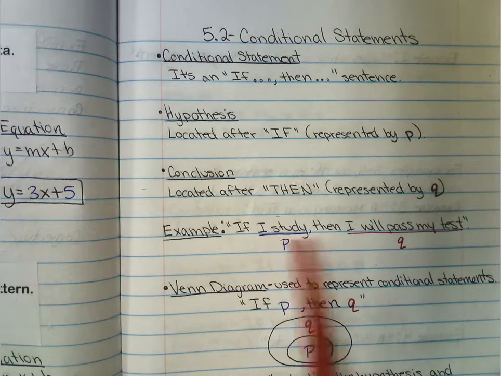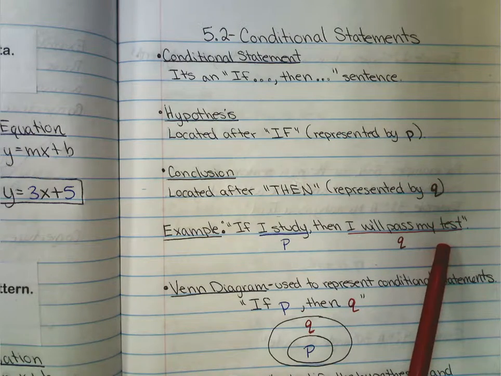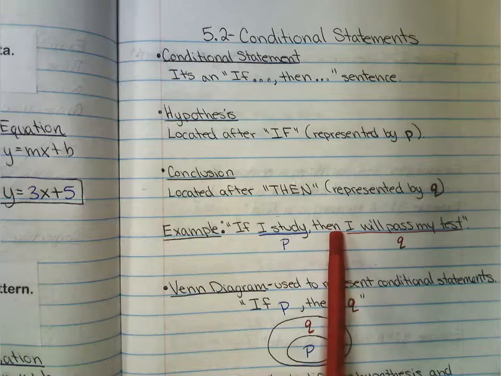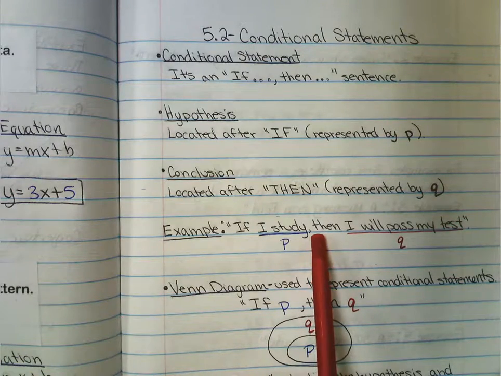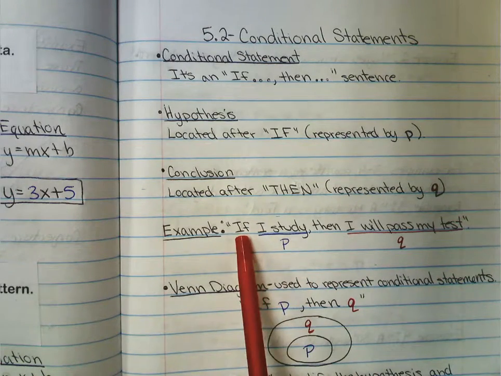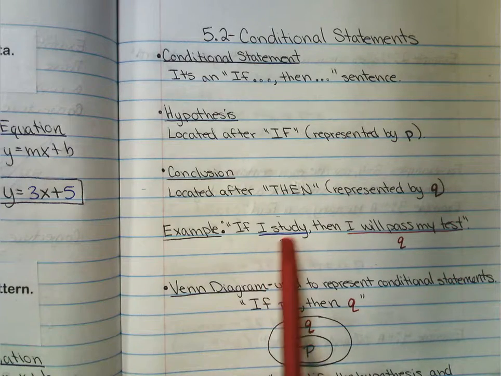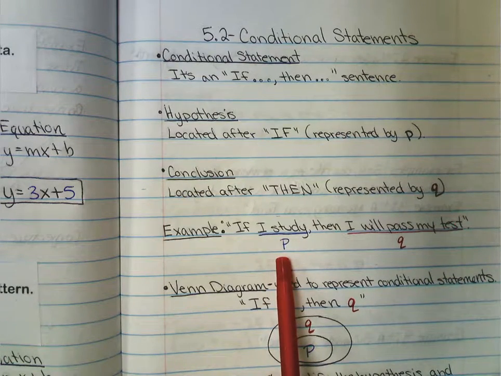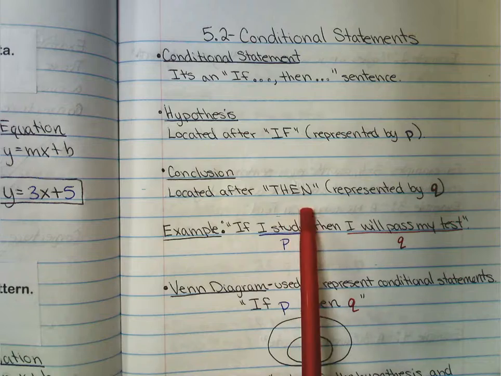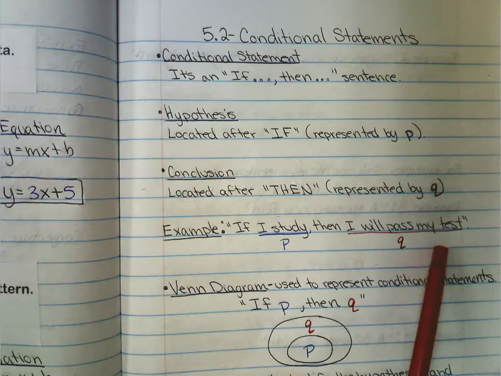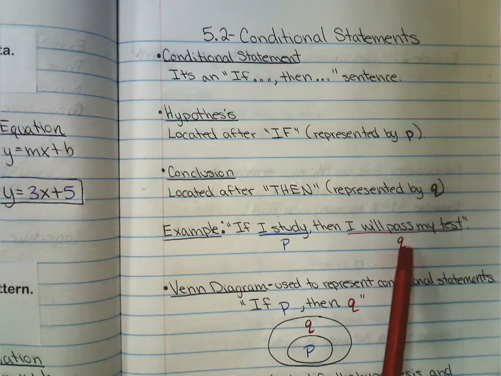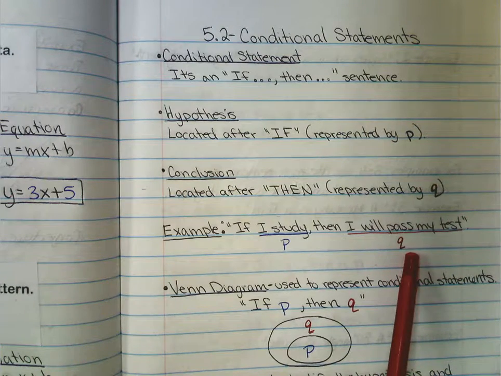If I study, then I will pass my test. This is a conditional statement because it's written with the if-then format. And then after the word if, I have I study, so that's my hypothesis, that's P. After the word then, I have I will pass my test, so that's my conclusion, that's represented by the letter Q.